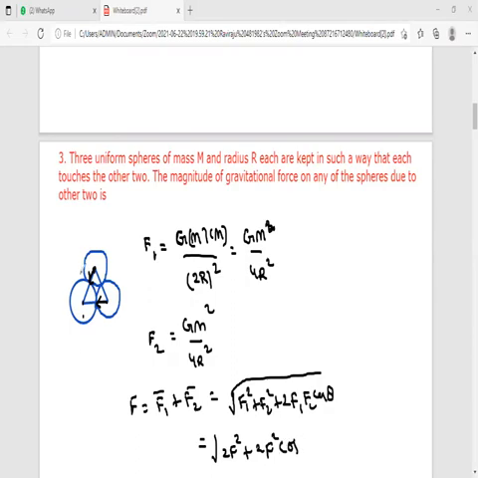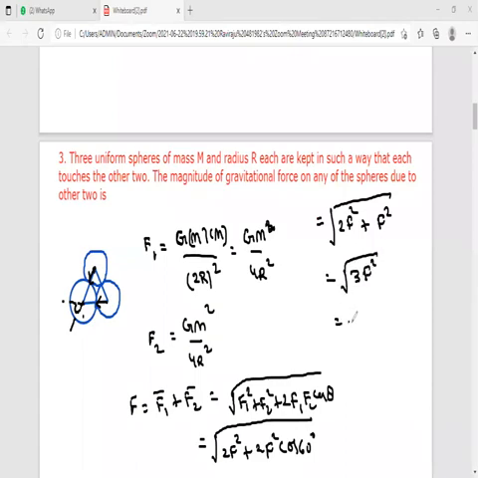What is the angle between these two forces? It is an attractive force in this direction, and this is an attractive force in this direction. What is this angle? The angle will be 60 degrees only here, no? So it will be cos 60 degrees. I think all of you know cos 60 is half only, no? So that is equal to root over 2F square plus, cos 60 is half only, 2 and 2 will get cancelled, so it will be F square. So totally, the total force will be root over 3F square, that is root 3 into F.